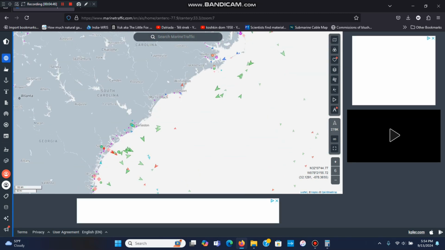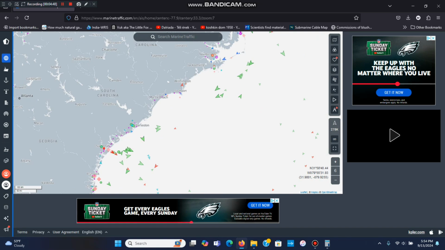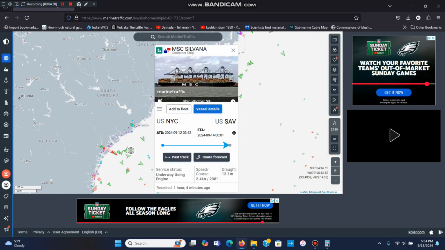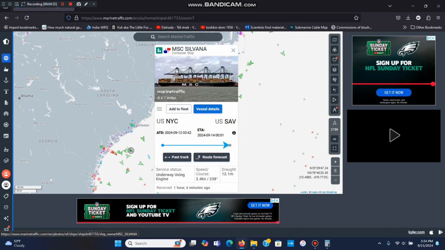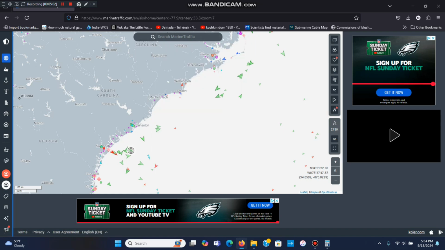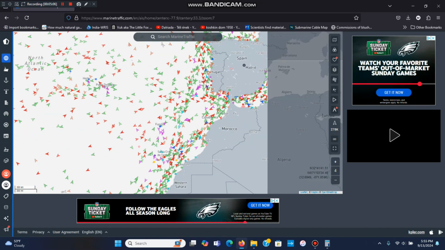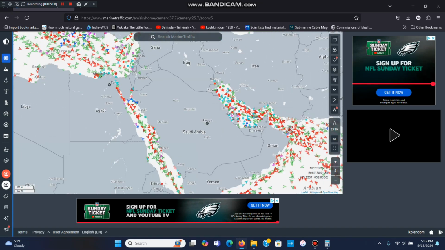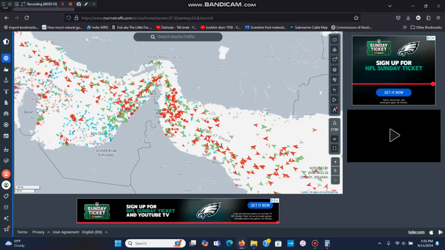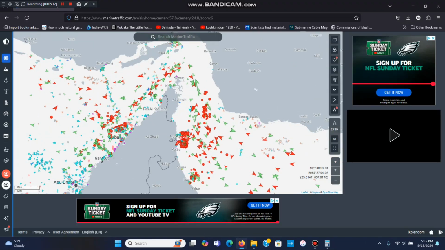So zoom in, for example, and pick one, and you'll see this one here, the MSC Silvana. It's a container ship, or people commonly refer to these types as a cargo ship. The proper term is container ship or container vessel. That's what the green ones are. And then we swing out over here, get some of the big tankers. We hit the Persian Gulf.